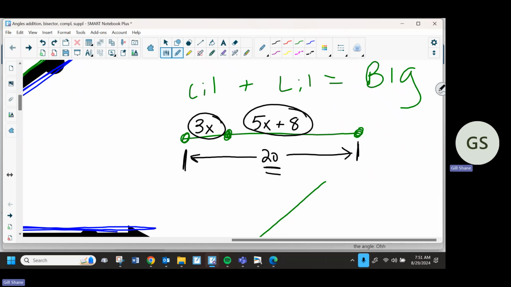Oh, your quiz is Tuesday on this, and you have an exit ticket Friday. This first piece of the lesson is one of your possible exit ticket questions. So we're about to get there in a second.